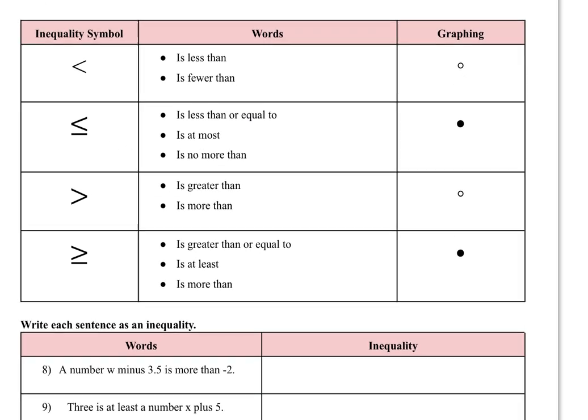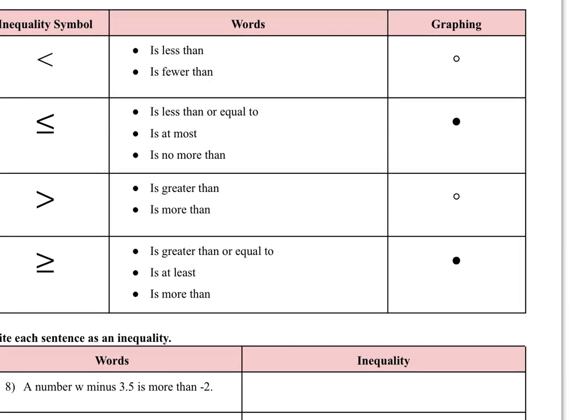Up here we have our symbols, okay? Inequality symbols. We have less than. We could say is less than. This could be is fewer than. When we go to graph this, it's an open circle, so I would not fill it in. This symbol is read as is less than or equal to, is at most, is no more than. Notice they all start with is as well. Closed circle for this one. If it could be equal, we have to fill in the circle.